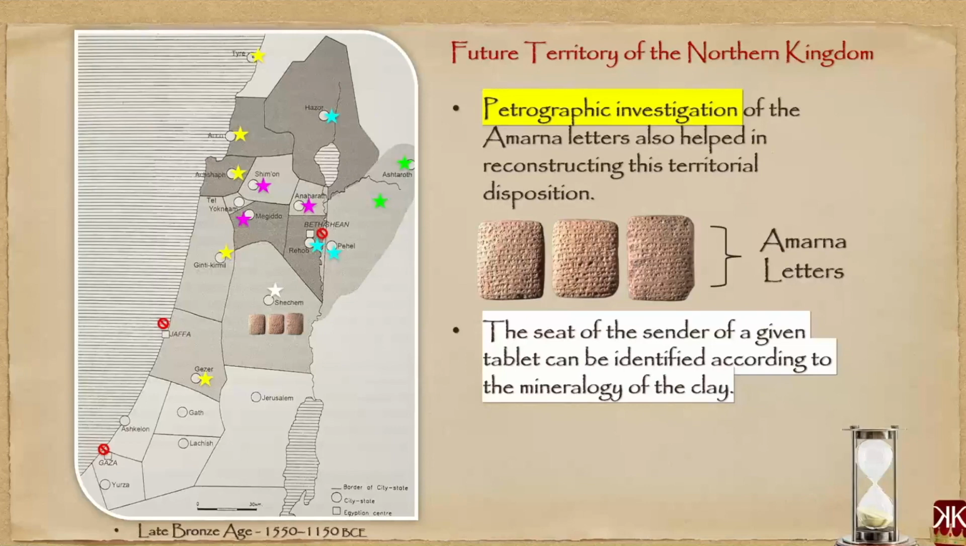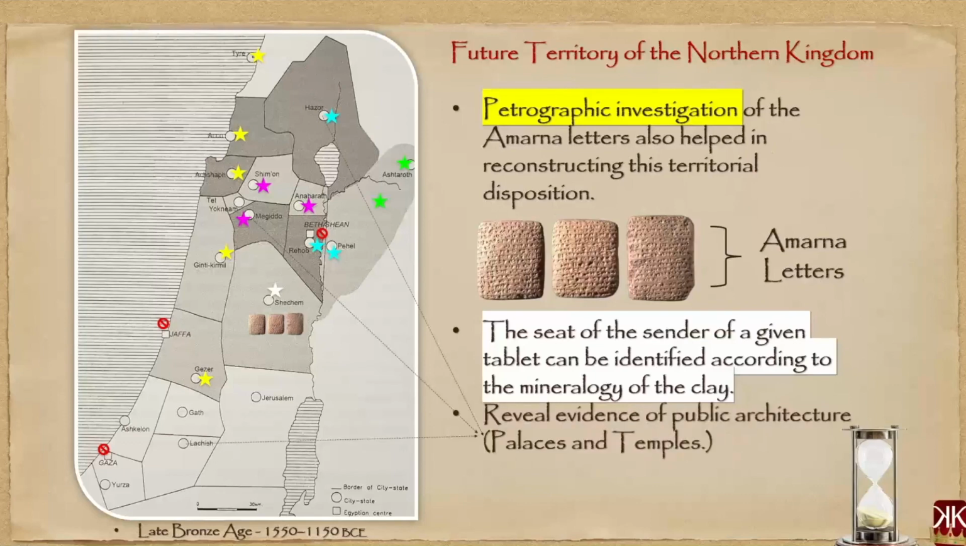Also, for more archaeological evidence, if these city-states should be excavated, they must reveal evidence of public architecture, such as palaces and temples. Do we have that? Yes. Megiddo, Hazor, and Lachish provide the best examples of this. It's important to know that in most cases, the textual evidence of the Amarna archives and the archaeological evidence correspond. It's pretty solid.